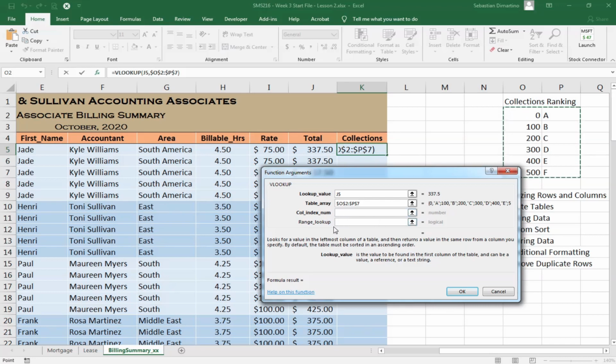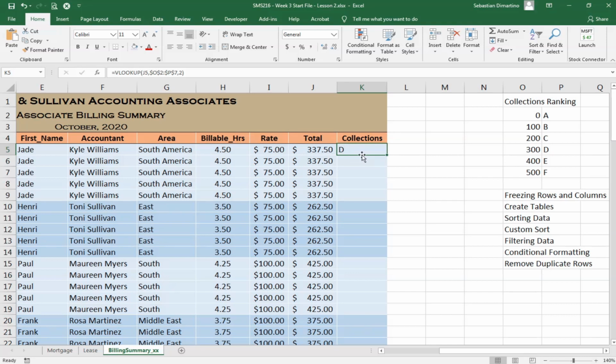And then last but not least, what we need to do is look at our columns. We have 1 and 2. It is column 2 that we want to place under collections. And you're going to see there's a result of a D here. So if I take a look, 337 falls between 300 and 400, which means it is going to be a D. Perfect. Now I click OK.